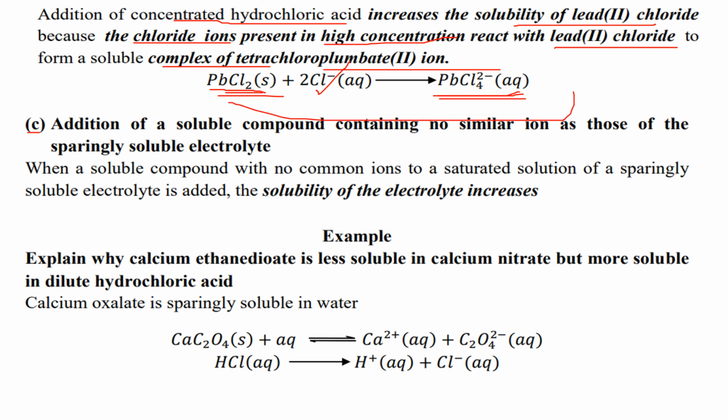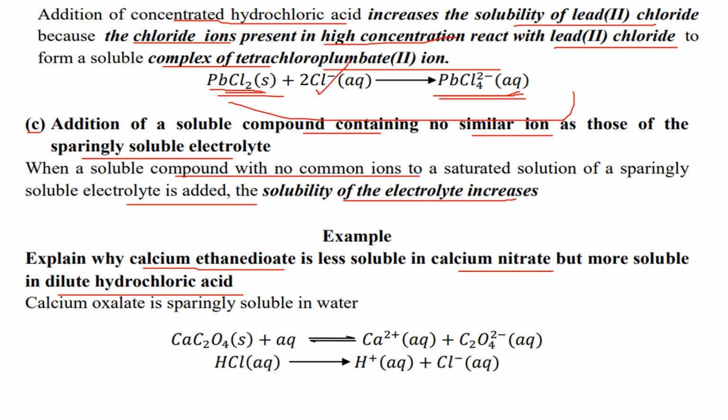Now looking at part C, since you have already got the idea, make sure that you explain this on your own. Addition of a soluble compound containing no similar ion to those of the sparingly soluble electrolyte. When a soluble compound with no common ions is added to a saturated solution of a sparingly soluble electrolyte, the solubility of the electrolyte increases. Now let's look at the example under this. We are going to explain why calcium ethanedioate is less soluble in calcium nitrate but more soluble in dilute hydrochloric acid.